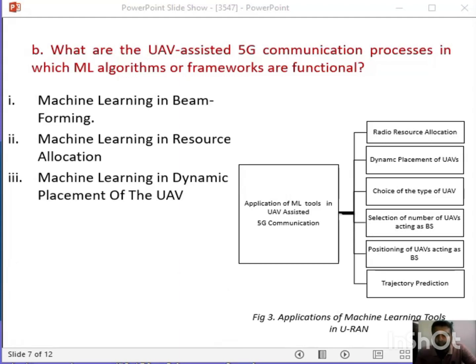The third process is machine learning in dynamic placement of the UAV. To support ground communication networks, the main mechanisms of UAV communication are dynamic deployment of UAVs, line of sight links, and UAV swarm networks. In dynamic UAV deployment, UAVs can be deployed dynamically in a timely changing environment compared to fixed organization, making them more robust to be used in actual applications. The fourth process is machine learning in trajectory prediction. In swarm networks or UAV assisted communication networks, it is very important to predict the location in the next movement of the participating UAVs for seamless and reliable communication.